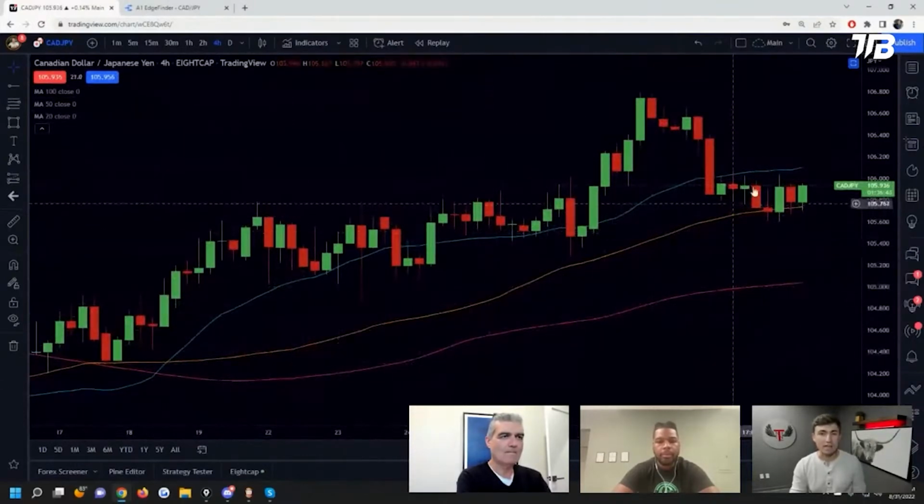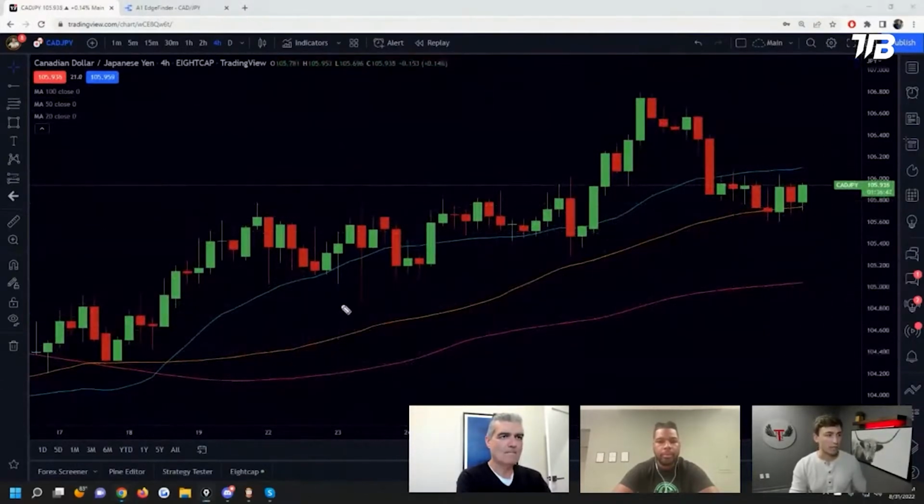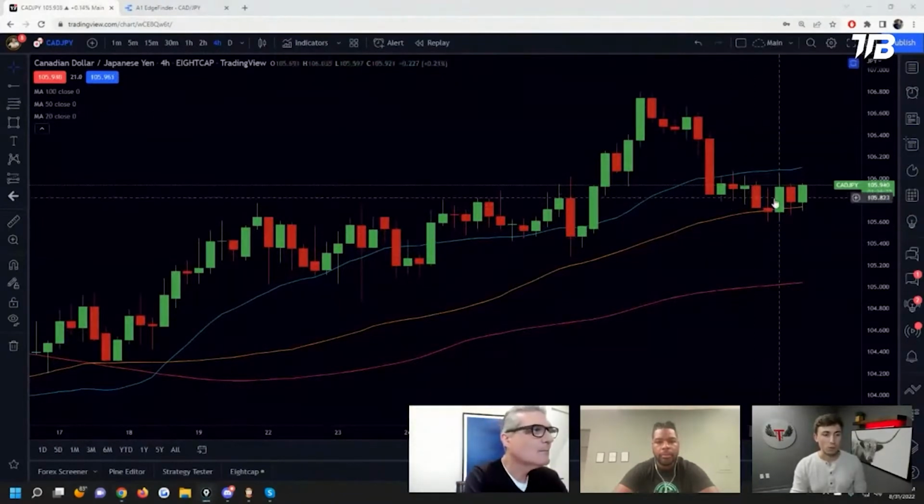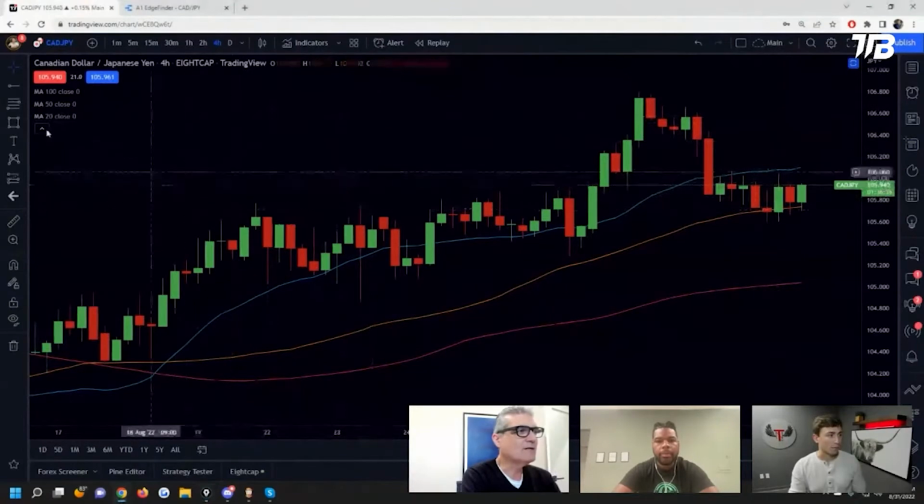So in this case, the CAD yen, pretty straightforward. It looks really nice. We've got higher lows. It's trending well, and I'd like to be a buyer as we're pulling back here. So I'm going to take a buy.